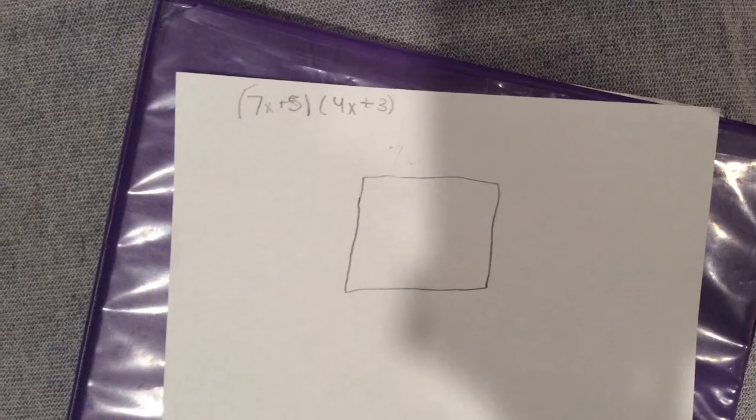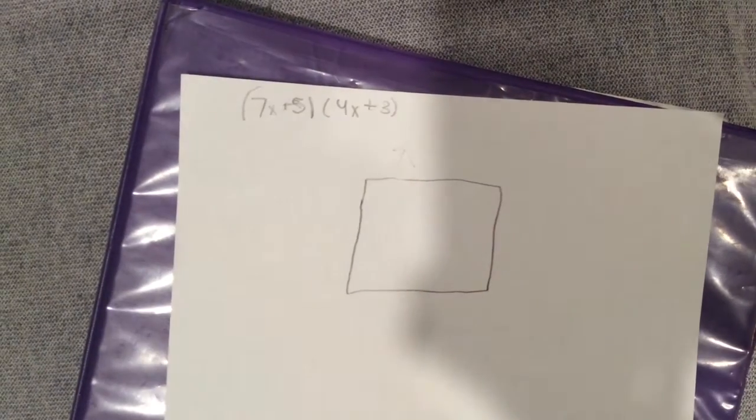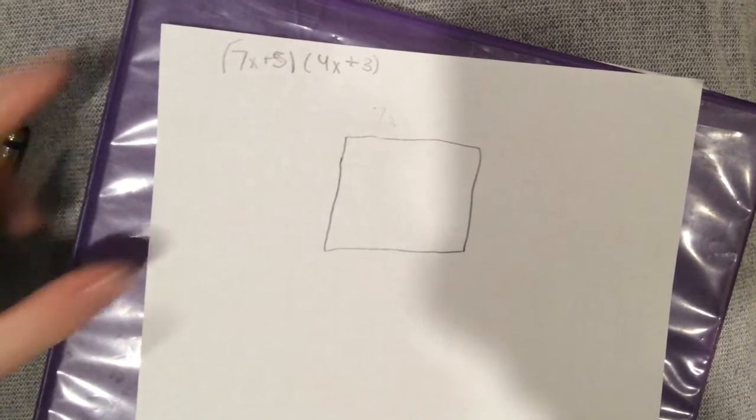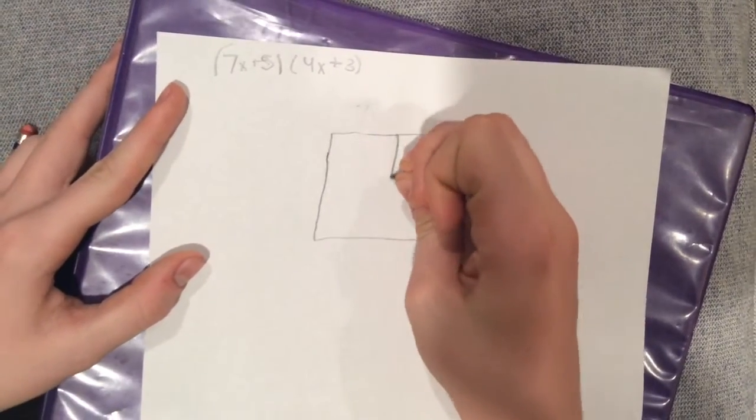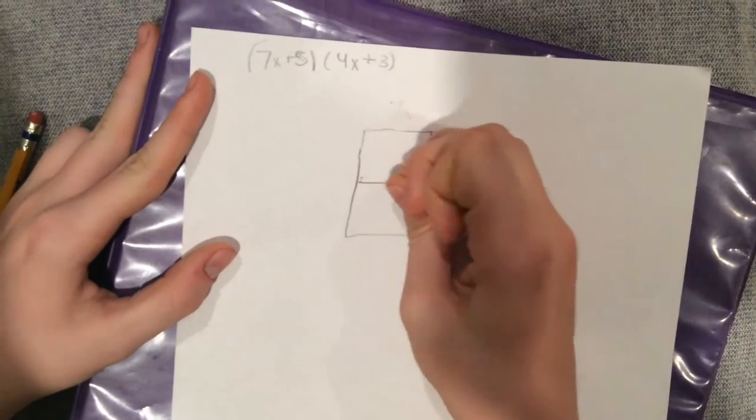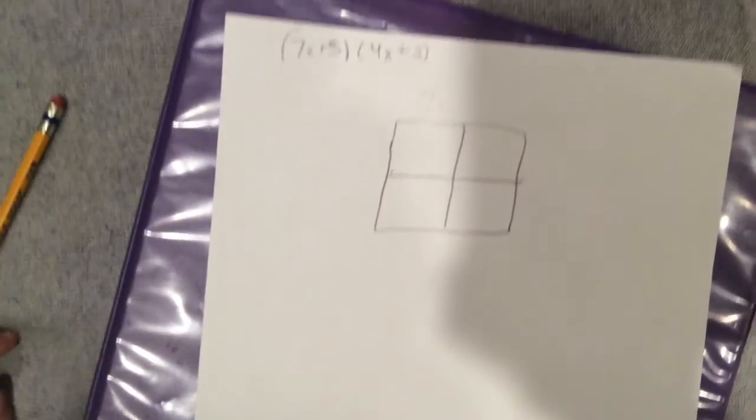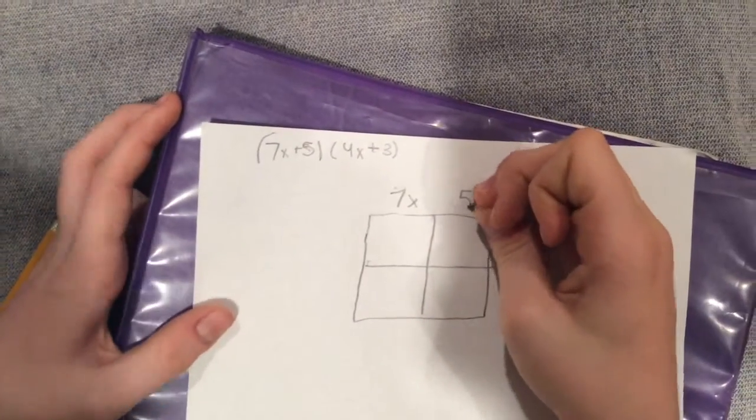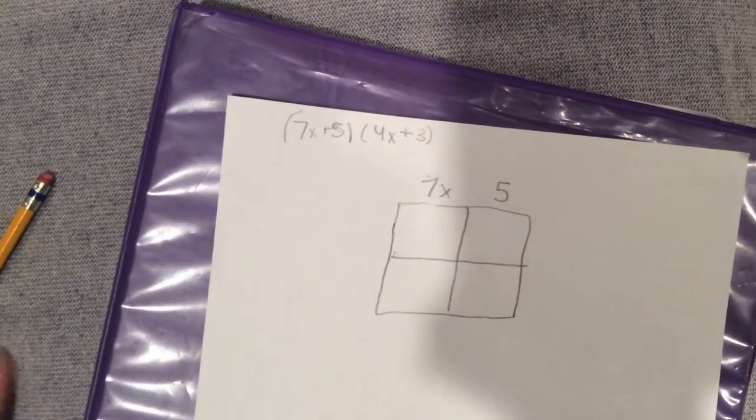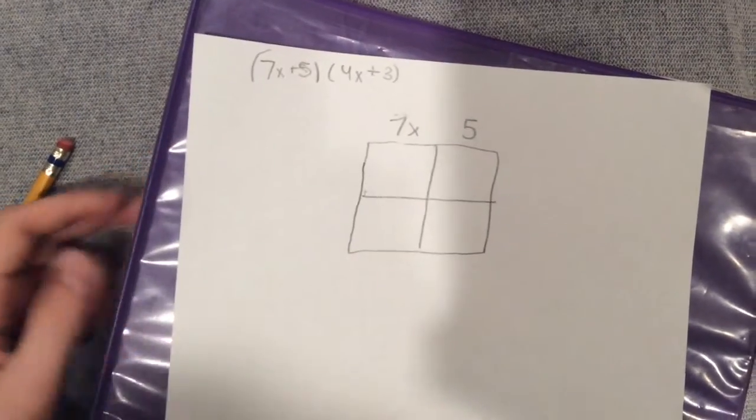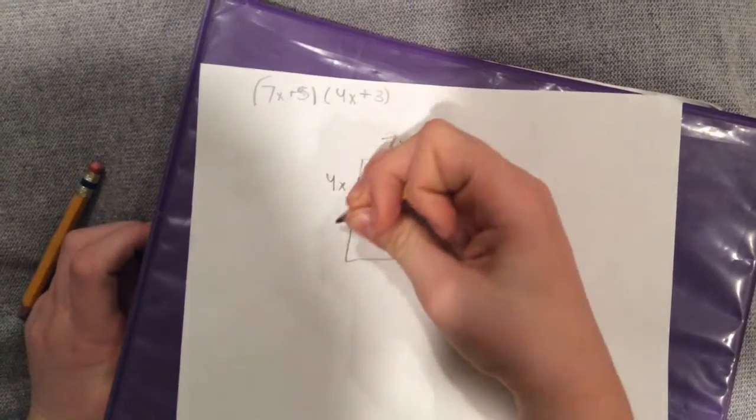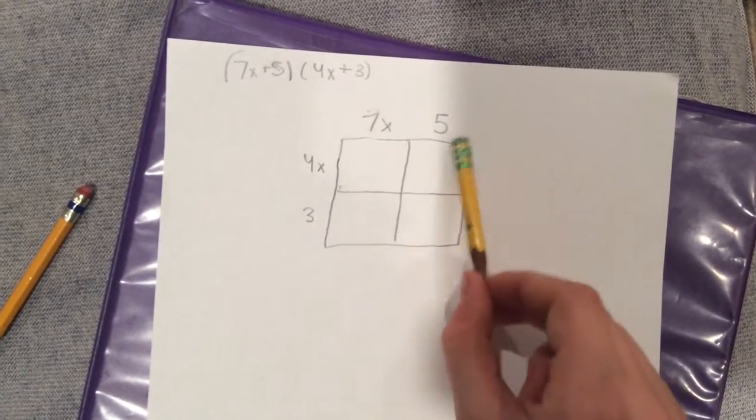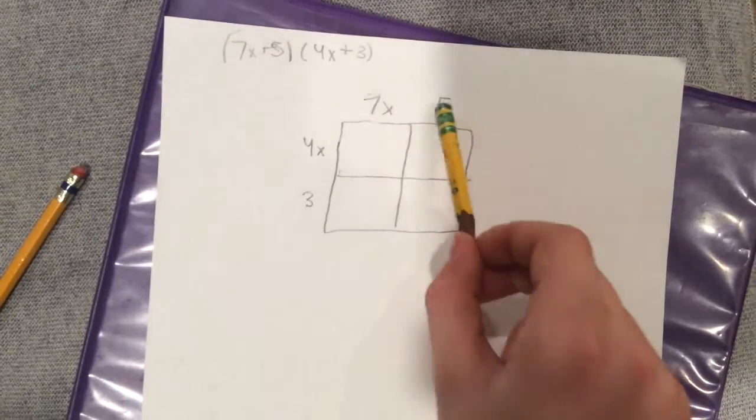So what you do if one of these things is a binomial, and a binomial is something with 2 terms, is use this thing in which you cut a square into 4 pieces. So you take the numbers of the first expression, which is 7x and 5. You don't have to worry about the plus, that just means it's positive 5. And the numbers from the second expression, which is 4x and 3. And then you multiply this together. You multiply this and this, you multiply this and this, and you multiply this and this.